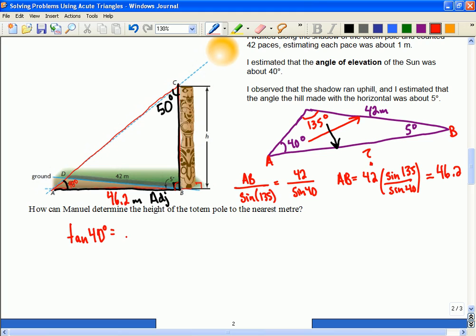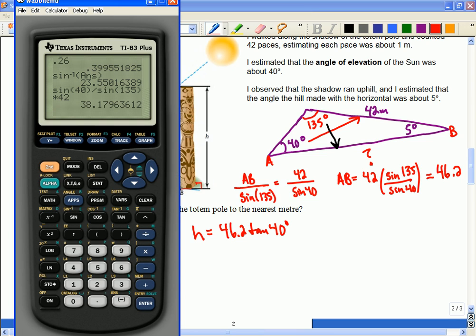Tangent of 40 is the height of the totem pole over 46.2, opposite over adjacent. So the height is 46.2 times the tangent of 40. Now it is possible that you use the sine law to find that, but personally I think this is just going to be simpler because it'll simplify easier, right? That equation comes out quicker than I think sine law will.